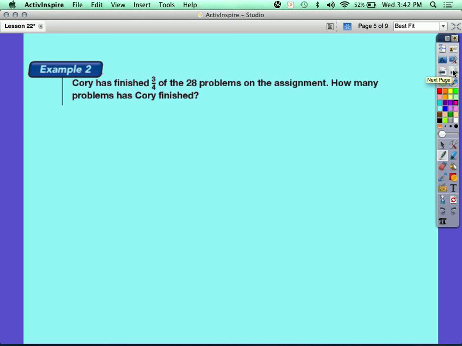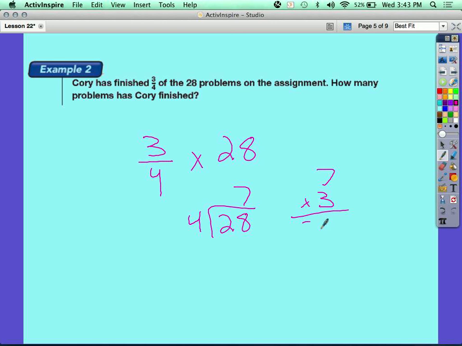So example 2. Corey has finished 3/4 of the 28 problems on the assignment. How many problems has Corey finished? So 3/4 of, which means to multiply, 28. So here I look, and 3 times 28 seems like it's going to be a harder problem. So I'm going to do 28 divided by 4 to start. 28 divided by 4 is 7, and then we're going to multiply by the top to get 21 problems.